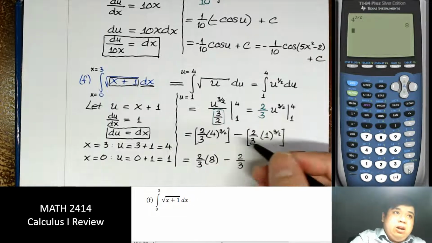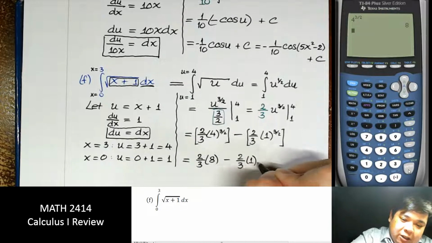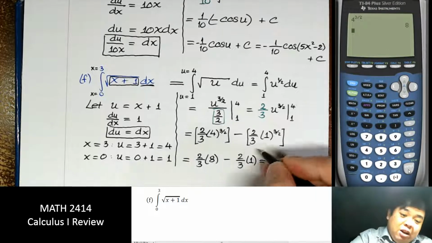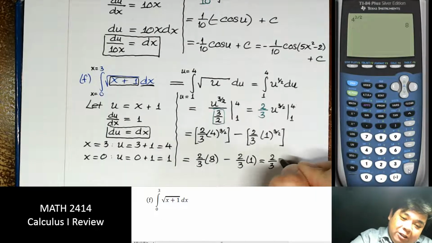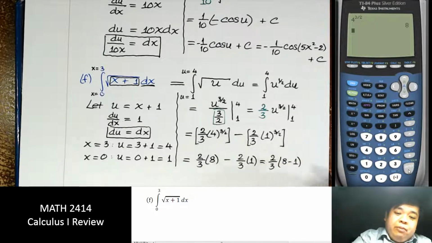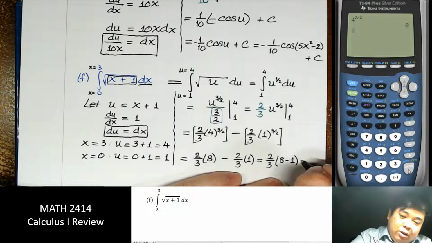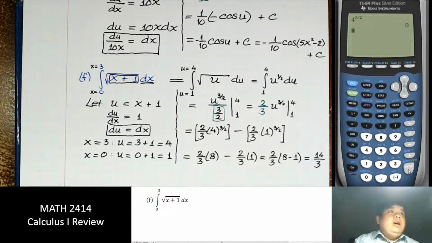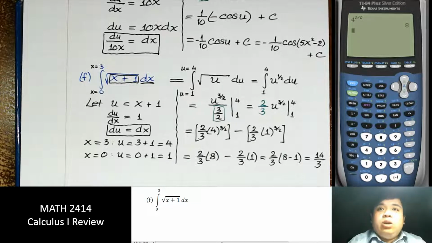And 1 raised to any power is 1. So we subtract this. A of this minus 1 of that, it's going to be 7, right? So just factor out, if you will. 7 times 2, so that would be 14 over 3. Right. This is a definite integral. We certainly can check it.